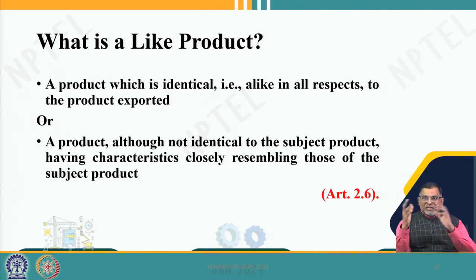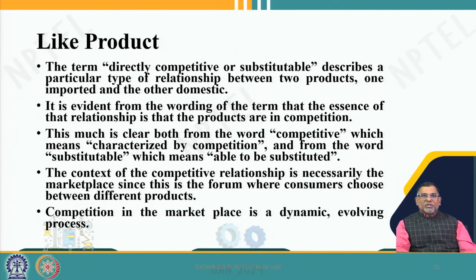It means that it can be, again the question is whether apples and oranges can be compared together, whether the prices of apples and oranges can be compared together. The answer is no. So, certain criteria are to be fulfilled. What are the criteria of the like product? The agreement says directly competitive or substitutable product, and this relationship between the exported product and the domestic product should be very close, directly competitive or substitutable. That is the first condition.